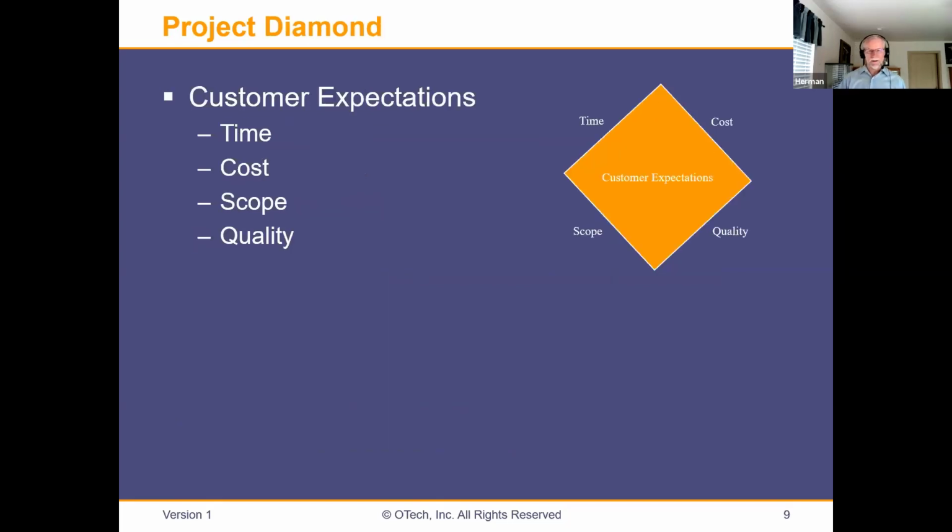Another important aspect for the triangle is also this square that has to do with the customer expectations. The customer expectation also depends on the cost, time, scope, and quality. The customer, whether it's the patient, the department, your boss, or the management, also has a certain expectation about the trade-off between cost, time, scope, and quality. And you can see that over and over again.